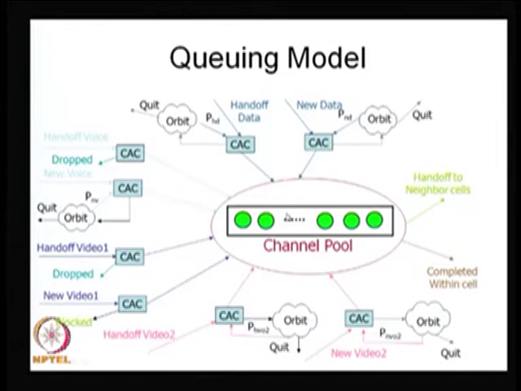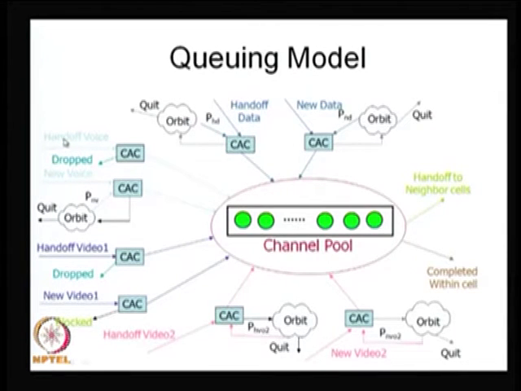You can compare the queuing model of the 2G networks with the 3G networks. Since we have 3 types of calls, that is voice, video 1, video 2 and data traffic, we have different traffic contending for the channels in the channel pool, and after the calls are over, they will either be completed within the cell or handed off to the neighbor cells.